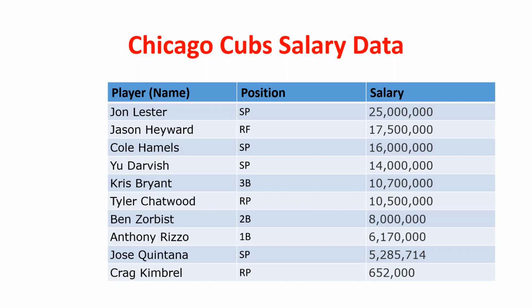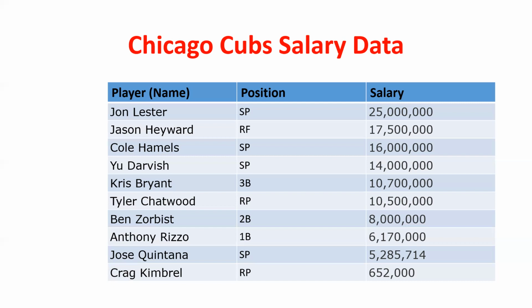I just picked 10 of the players. You've got the name, position, salary. I try not to use a ton of sports data, but it doesn't really matter here, because this could be any company. I could have employee names, the position at the company, and how much they're getting paid. So it's synonymous with any business example we would see.